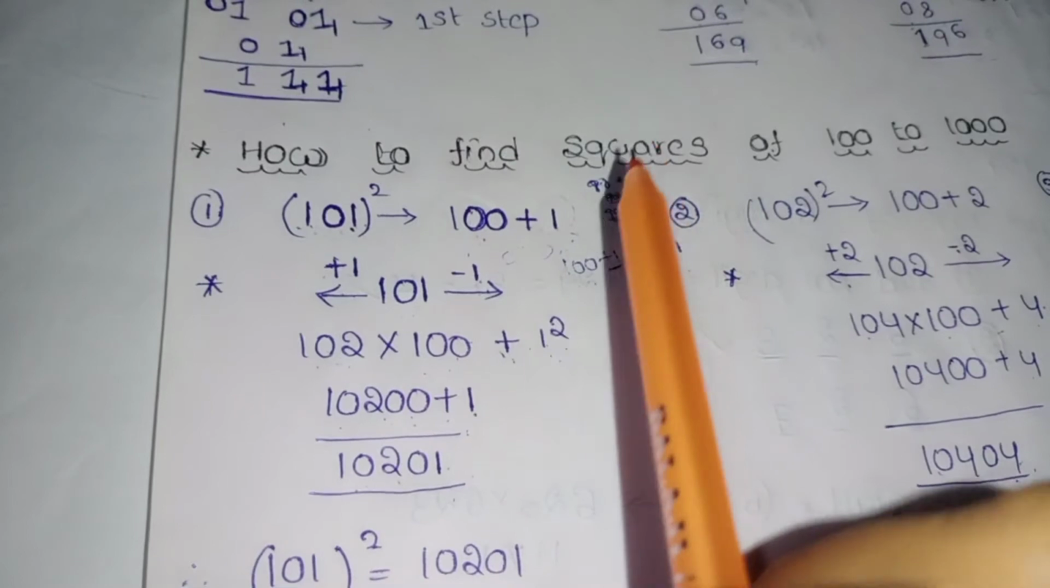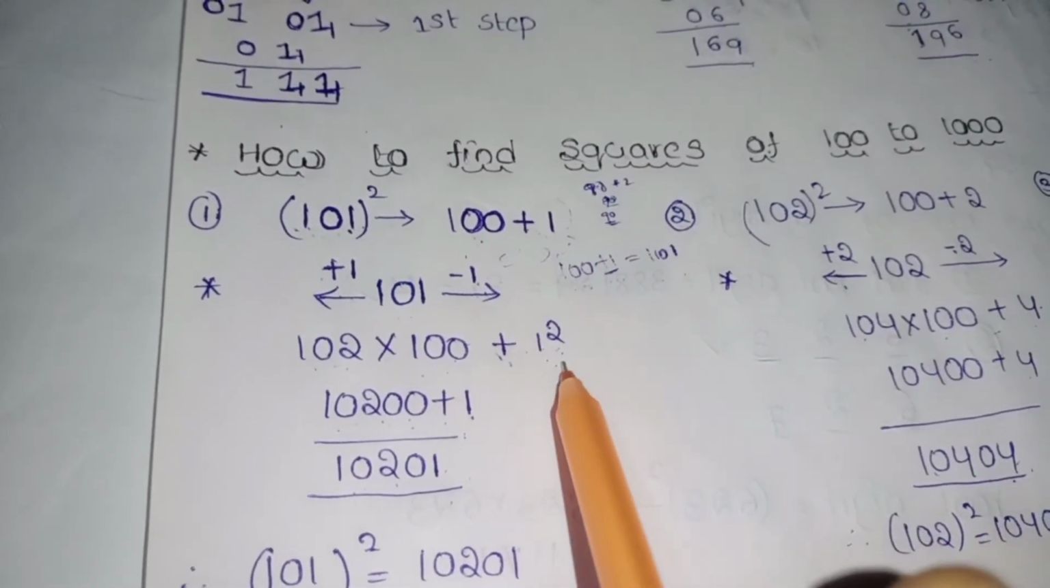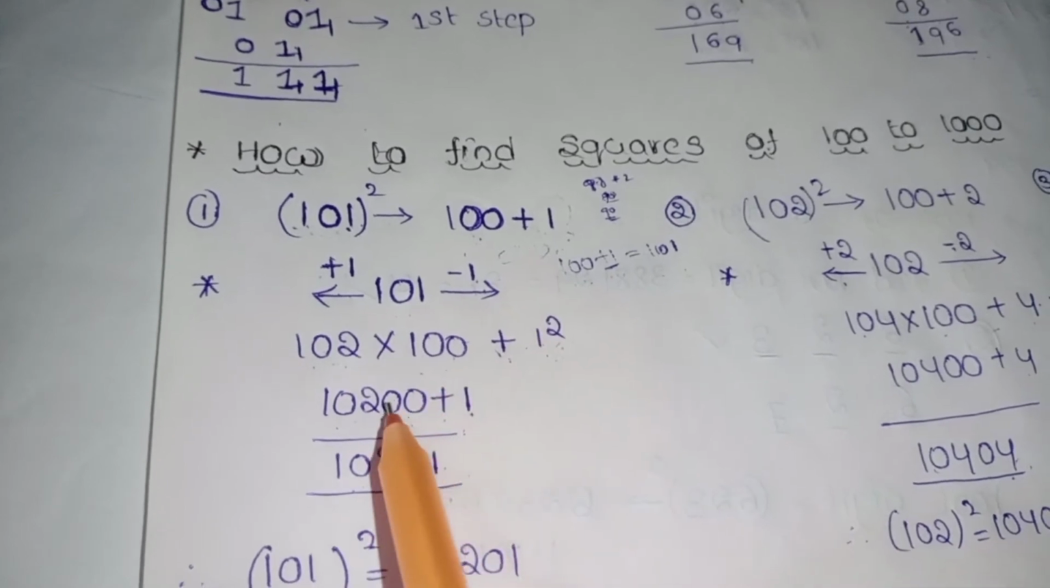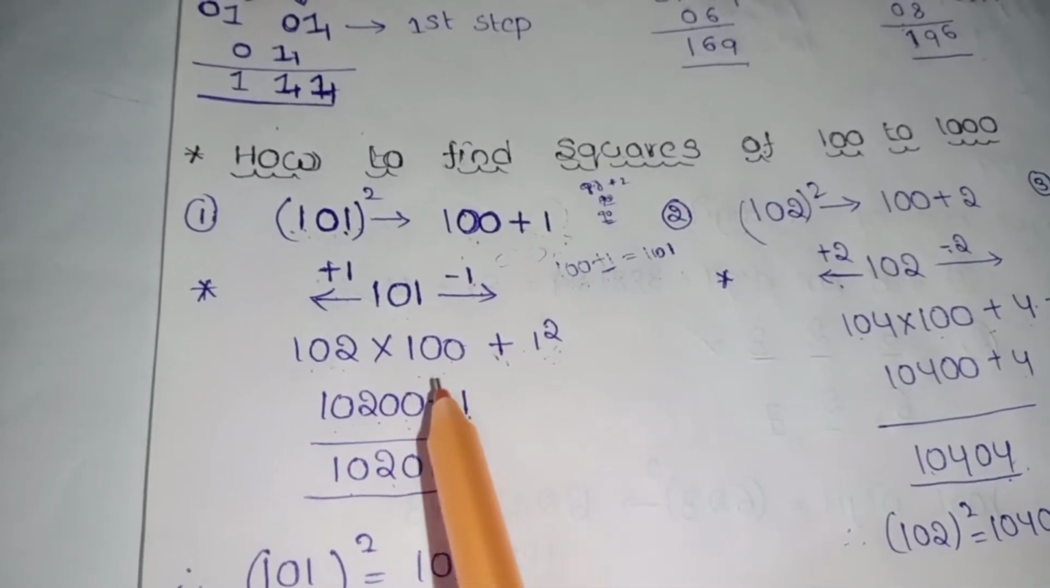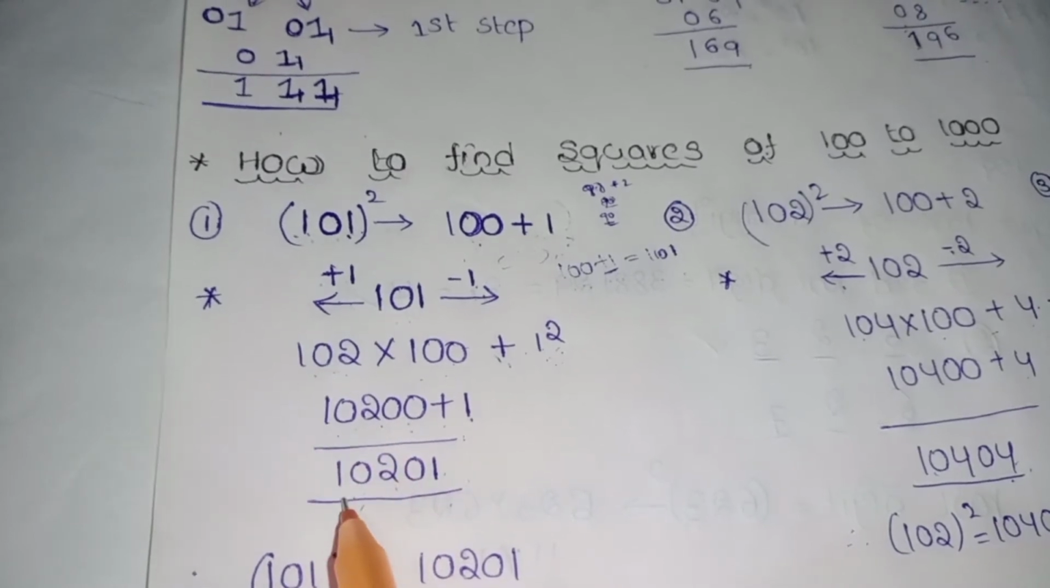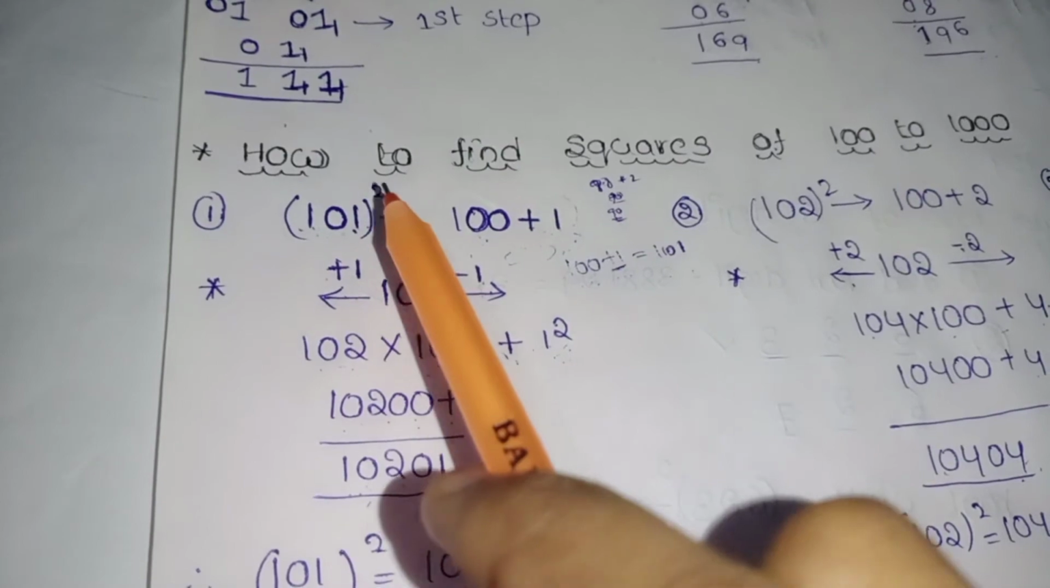You have to square that number and add it to the product. If 1 squared is 1, so the 1 is added to this number. I am getting 10201. This is the answer for 101 whole square.